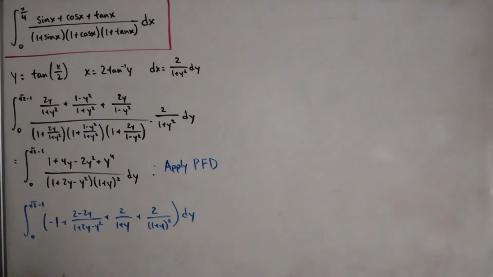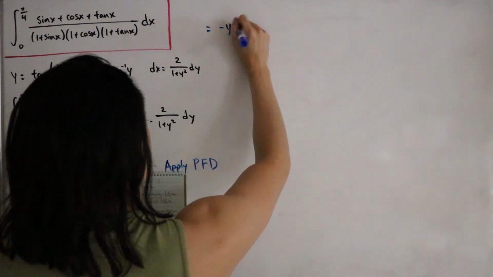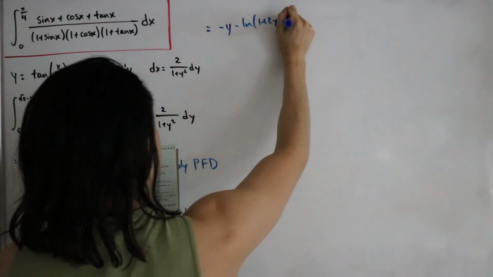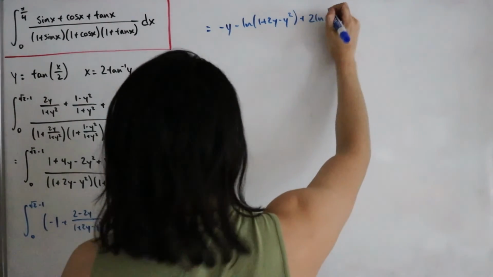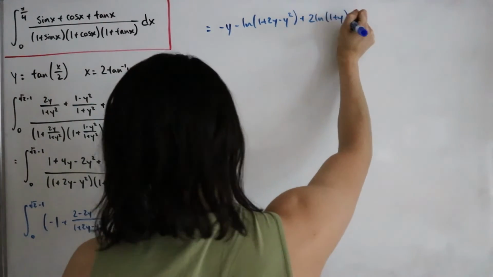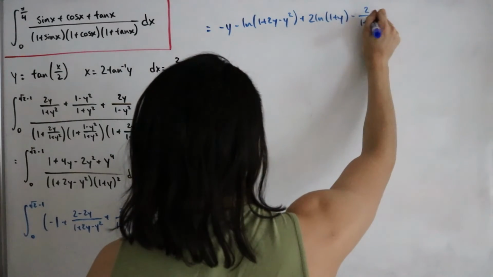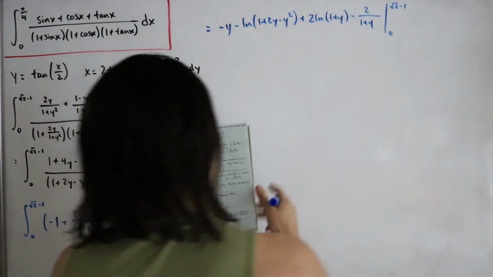So as you can see here, all this is a lot simpler to actually find the definite integral, or finding its antiderivative. So by doing so, we have -y and then minus the natural log of 1 plus 2y minus y squared. Add this with 2 times the natural log of 1 plus y, and then minus 2 divided by 1 plus y. Then we evaluate our bounds from 0 to the square root of 2 minus 1.